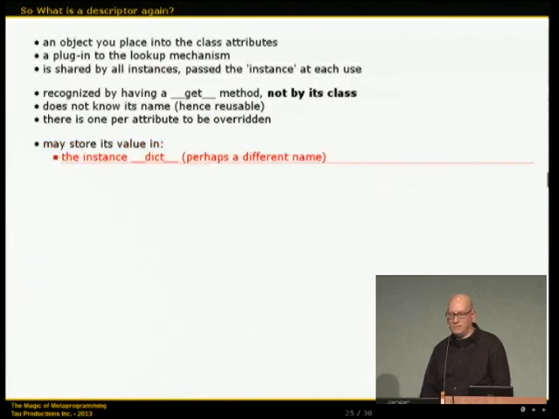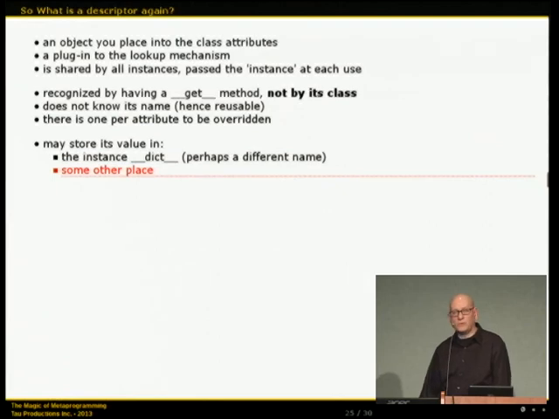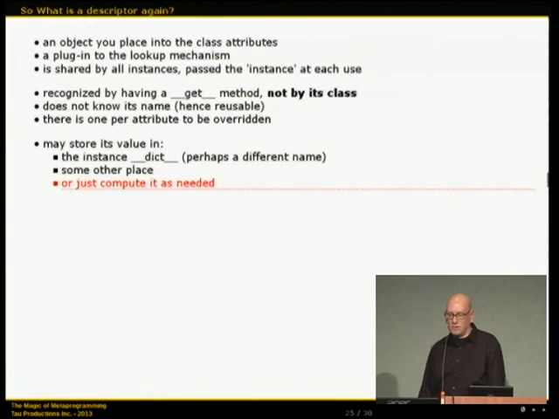It can store its value inside the instance dictionary, perhaps under different names, which is what we were storing it inside. But it could store it in some other place, say a registry. It could be a virtualization of some repository of information. Or it could just compute it.